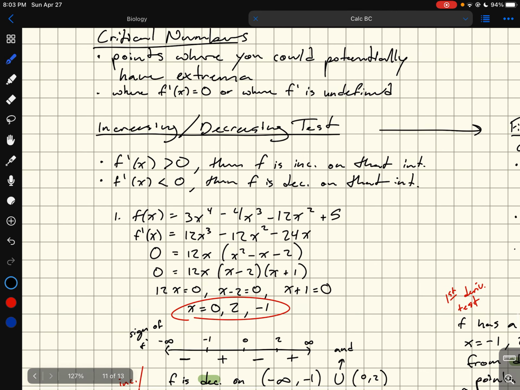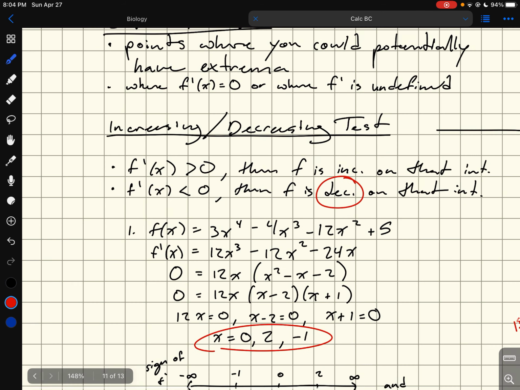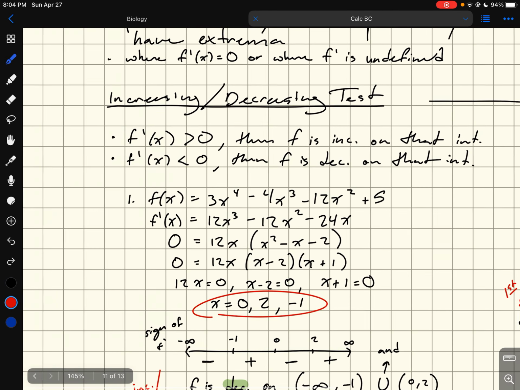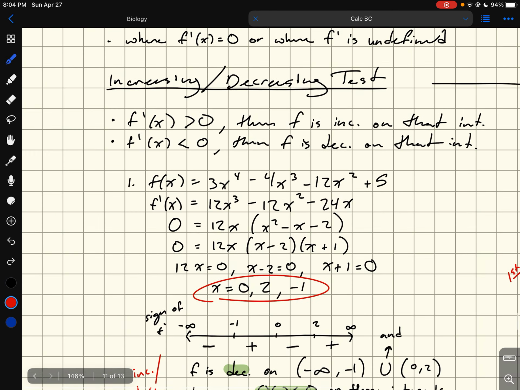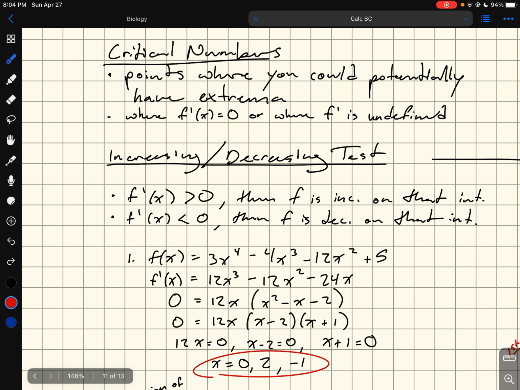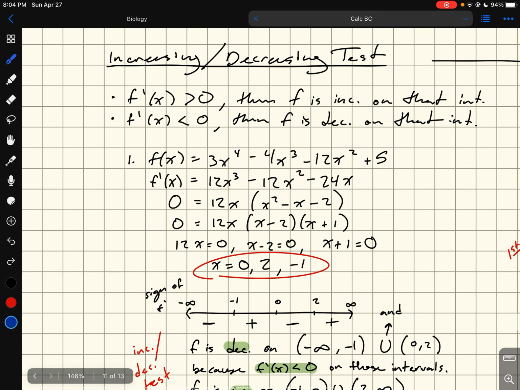And that relates to our increasing decreasing test here. So if f prime is positive, then f is increasing. If f prime is negative, then f is decreasing. That's just the increasing decreasing test. So to find increasing decreasing, we have to find the points where there are critical numbers, aka potential changes in the graph of f, and then we plot them on this number line to see whether it is increasing or decreasing.